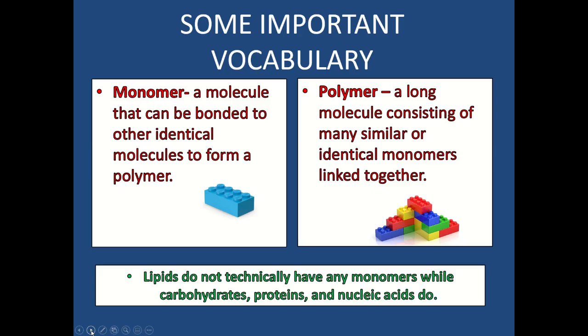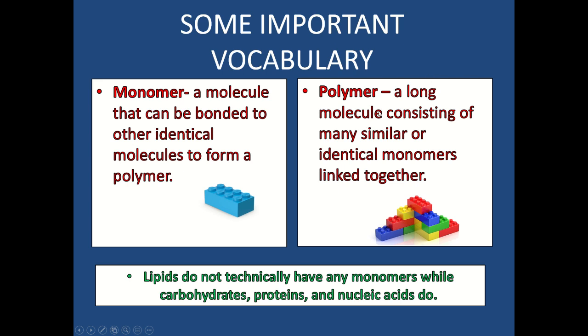So before we begin talking about carbohydrates, we do need to talk about some important vocabulary terms that are going to come up over the next two PowerPoints. And the first one is monomer. It's a molecule that can be bonded to other identical molecules to form a polymer. So an analogy can be like a Lego. If you have just one Lego piece, that would be considered a monomer because it's just one building block.